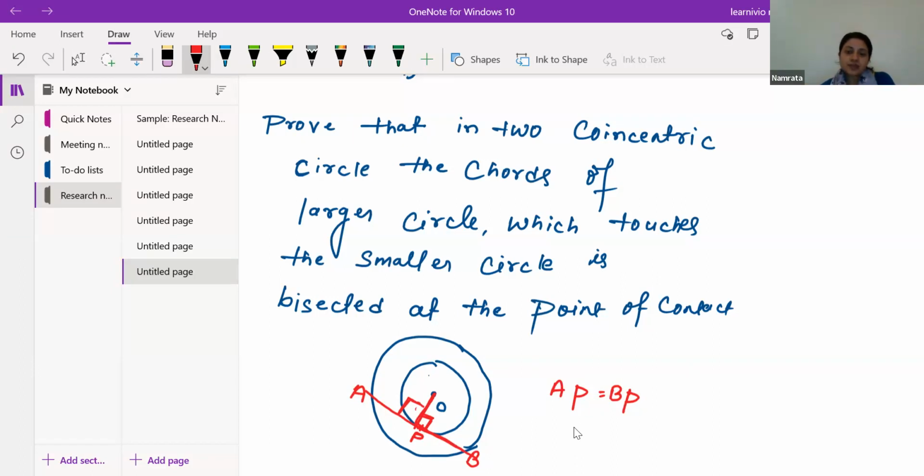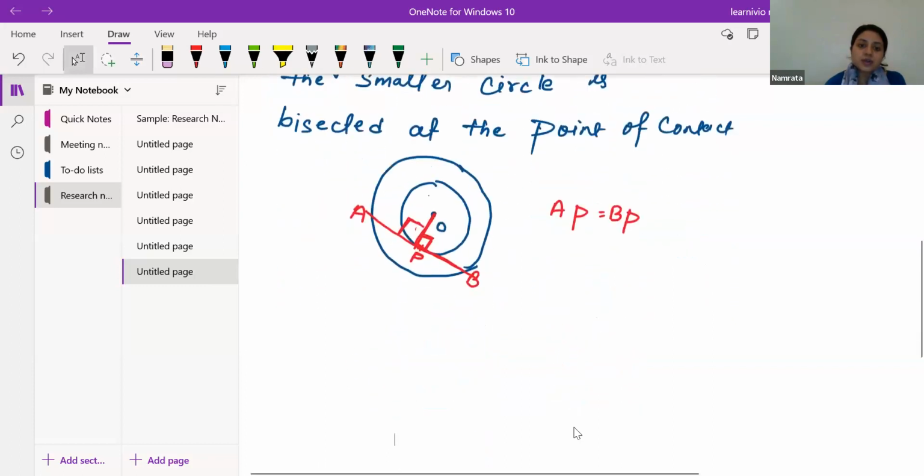Can we say OP will be perpendicular to AB? Yes, ma'am. And we know whenever we drop a perpendicular on any line segment, that perpendicular divides the line segment into two equal parts, right? Yes, ma'am. So from there we can say, since it's perpendicular, it is dividing AB into two equal parts, and hence AP is equal to BP. All right? Okay, ma'am.